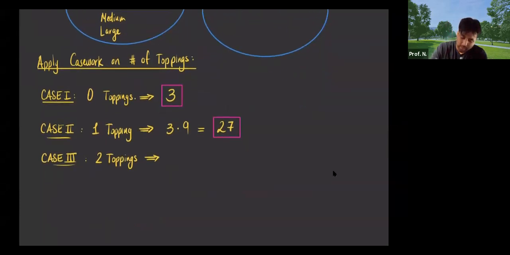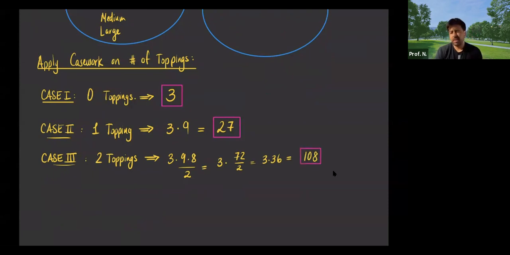So this is actually 3 times 9 times 8 divided by 2, which is 3 times 72 divided by 2, 3 times 36. And this becomes 108. There's 108 ways. That's crazy, right? To have one pie with different sizes, utilizing 2 toppings.